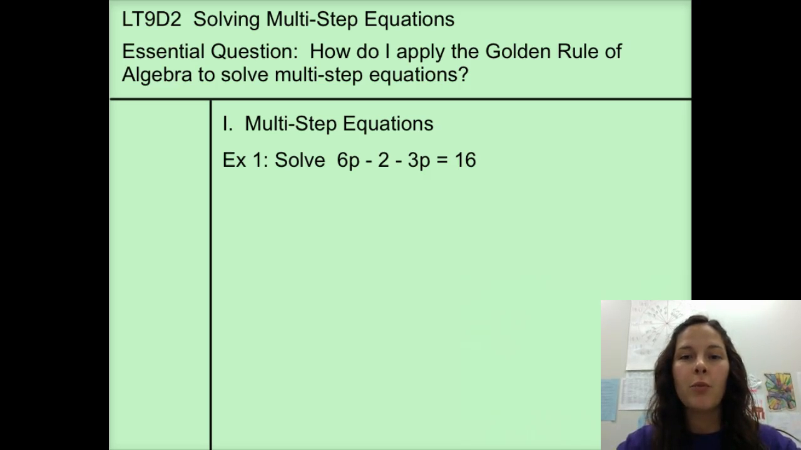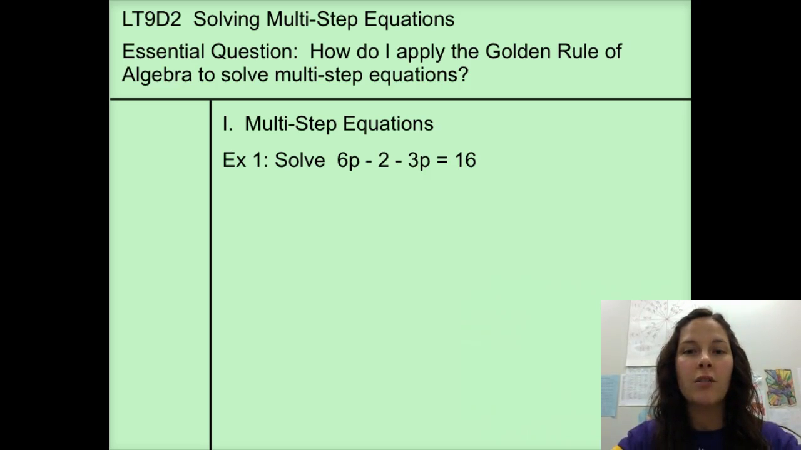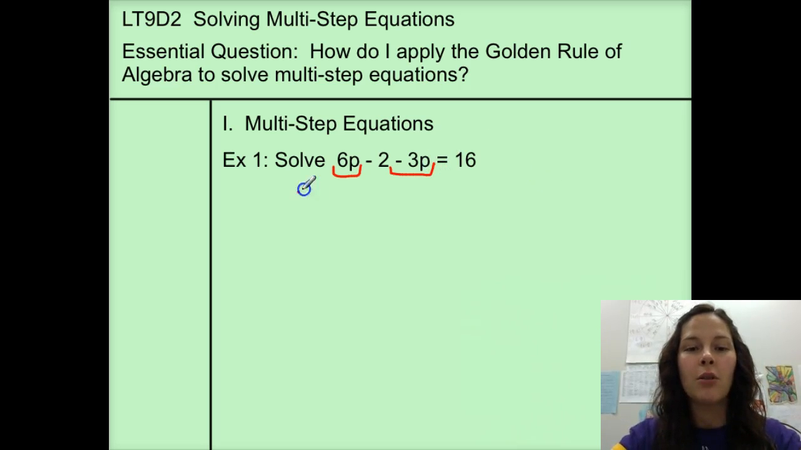Our first example, we have like terms. So I'm going to start by simplifying my like terms and combining them. Make sure that you pay attention to what symbol is in front of each term. So I have 6p minus 3p, which gives me a total of 3p. My minus 2 comes down, equals 16.